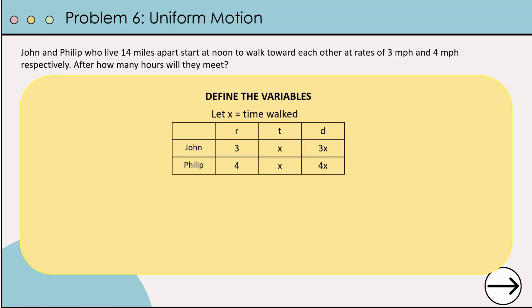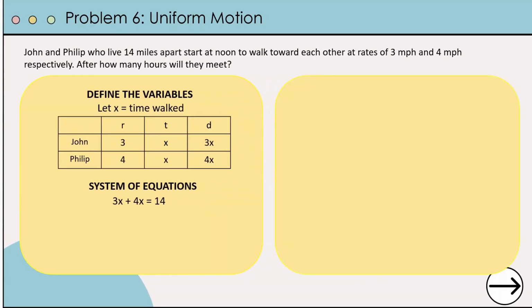Our second step is to establish our system of equations. This time we simply add the distances of John and Philip, wherein we get 3x plus 4x equals 14. Our third and last step is to solve the equation. We have 3x plus 4x equals 14. If you notice, we can combine 3x and 4x because they are like terms. Therefore, we have 7x equals 14.